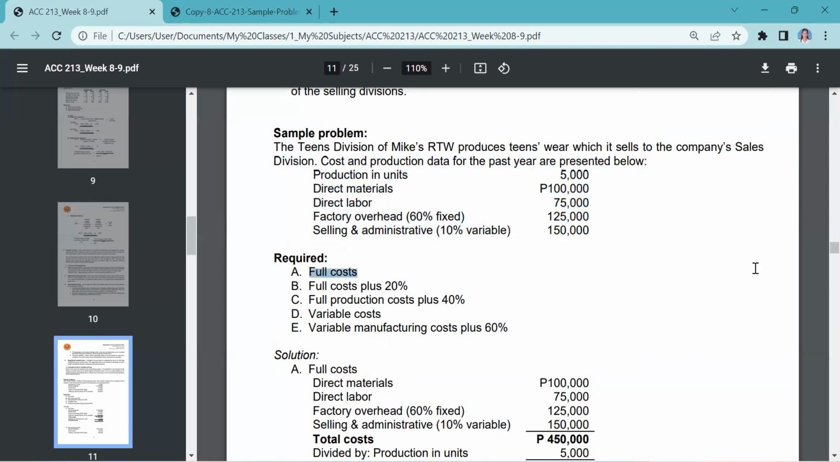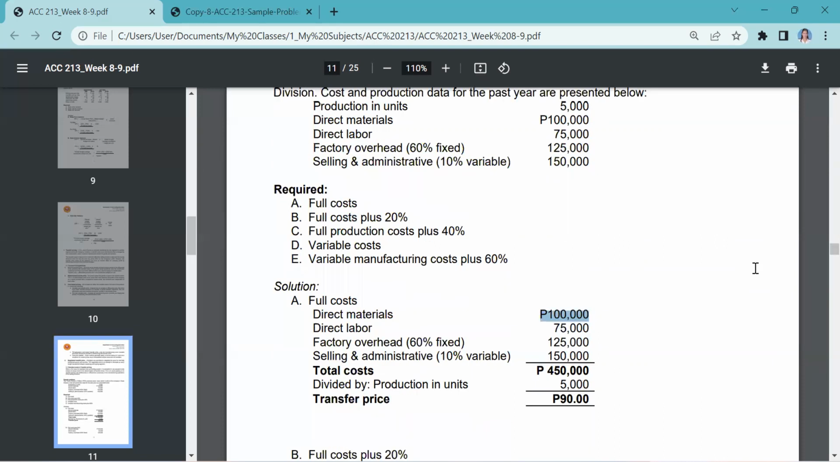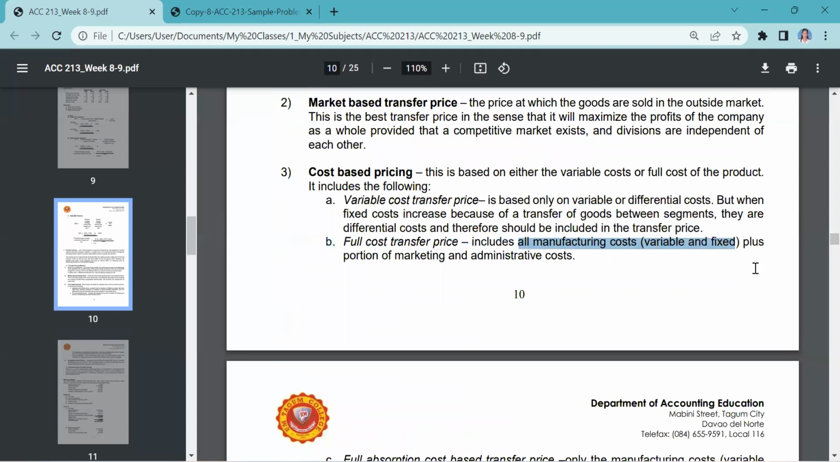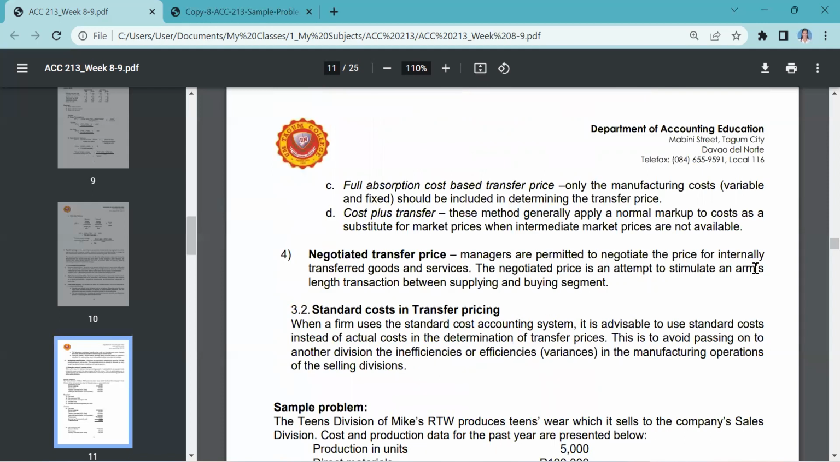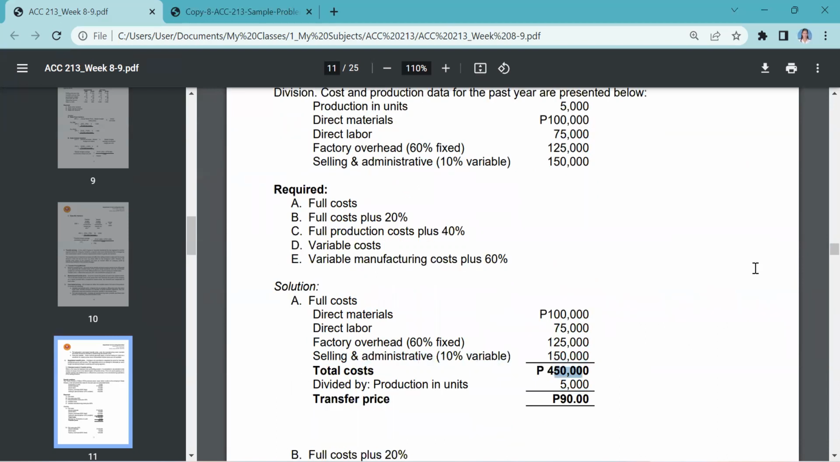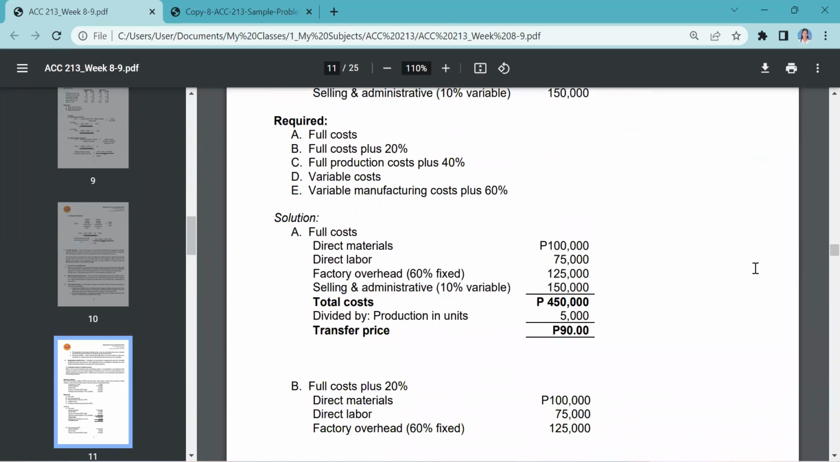So first, full cost. When it's full cost, it is all manufacturing cost, both fixed and variable, plus portion of the marketing and administrative cost. So here, the computation includes all the direct materials, the direct labor, of course, and the factory overhead of 125,000. And then only a portion of the selling and administrative expenses, which is 150,000. So for a total of 450,000. So you divide that by 5,000, the number of units produced. So the transfer price using the full cost is 90 pesos.